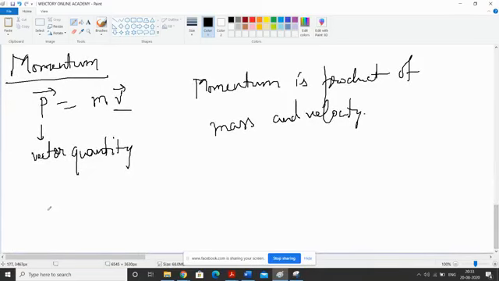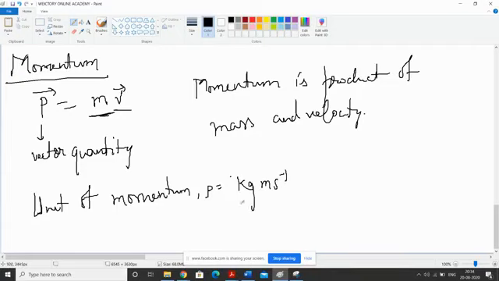Now, how this momentum is useful, we will discuss with Newton's second law of motion. But first, let's determine the unit of momentum. As you know, momentum is mass into velocity. So mass unit is kilogram and velocity is meter per second. So the unit of momentum is kilogram meter per second.